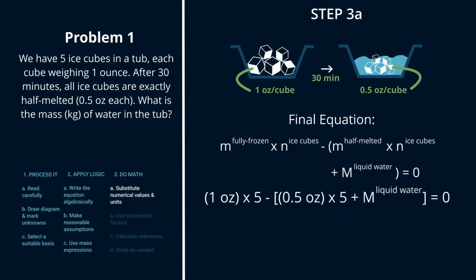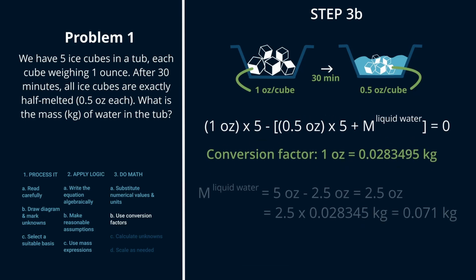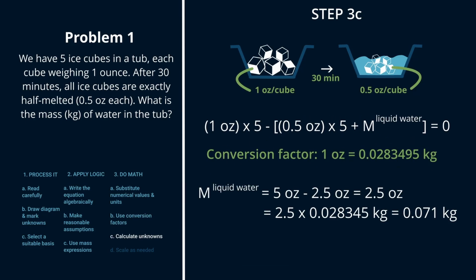Let's substitute the numerical values with units. We will need to convert ounces to kilograms using the appropriate conversion factor. After the final calculation, we get the mass in kilograms of water in the tub after 30 minutes.